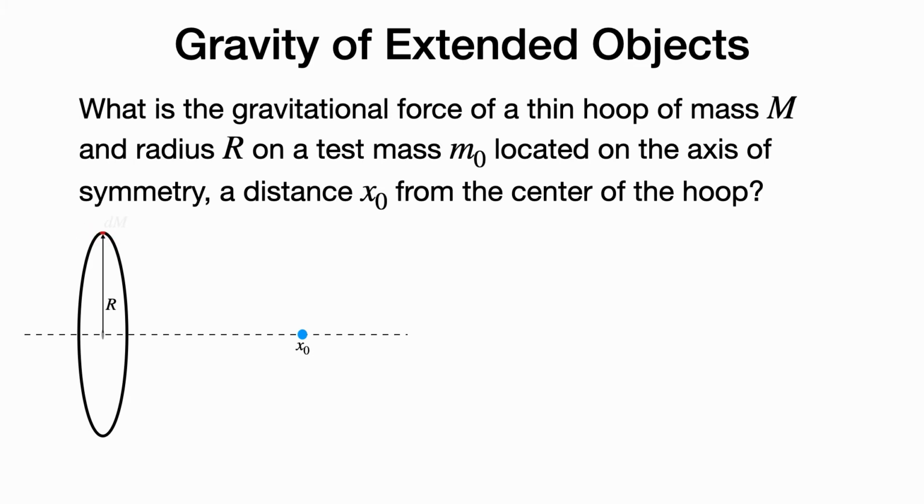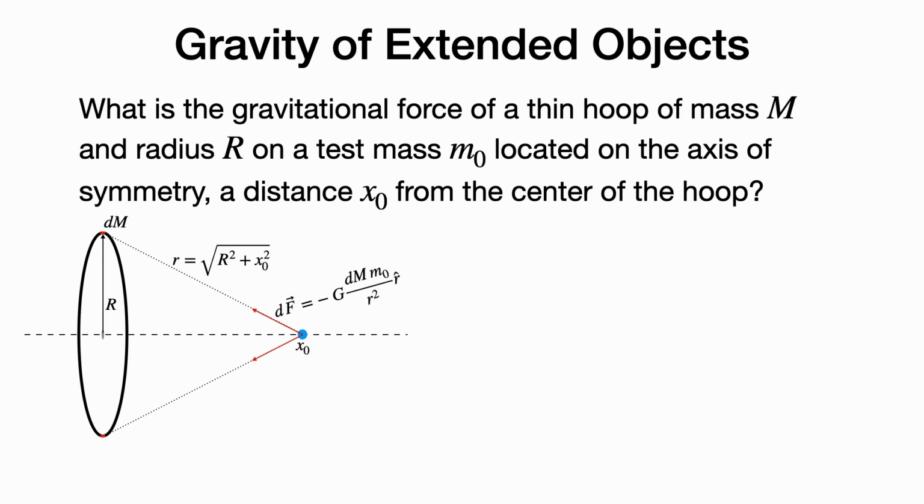First of all, consider a bit of mass at the very top of the hoop, dm. We can easily calculate the distance between the test mass and that little bit of mass dm, and calculate then what the force is between the test mass and that little bit of mass. It has a direction, of course, directly towards that little bit of mass dm. Now we can do the exact same thing for another bit of mass dm on the opposite side of the hoop. It'll have a force with equal magnitude, but the direction will be different.